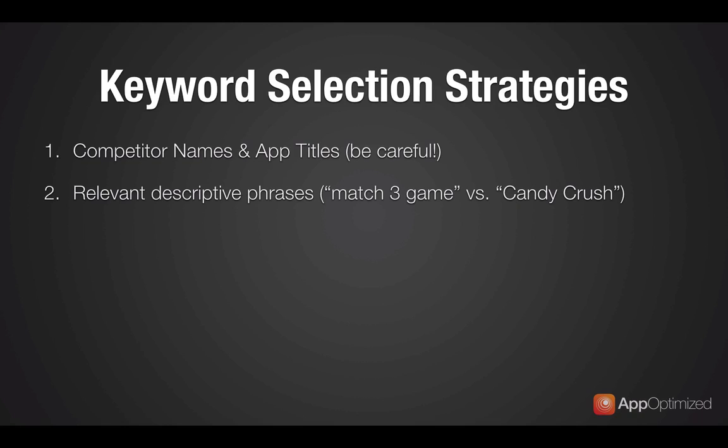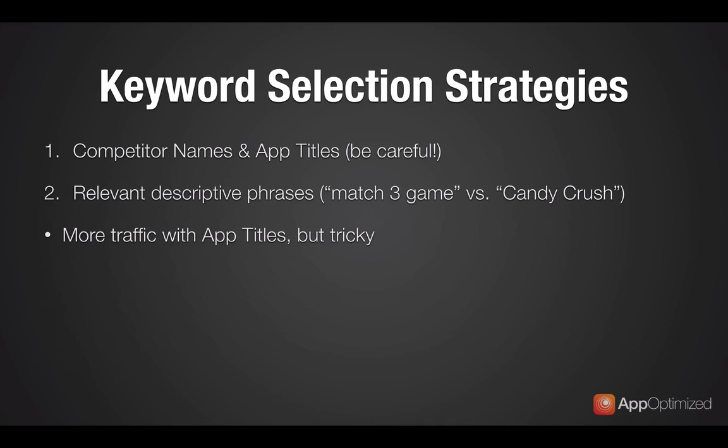Another way to select a keyword is relevant descriptive phrases. An example of that is targeting match 3 game versus targeting Candy Crush. A descriptive phrase is match 3 game. That's the type of game style Candy Crush is. So match 3 game as a keyword phrase would be allowed, whereas Candy Crush in most cases would likely be rejected. But having said that, there's a lot more traffic with app titles. But this is tricky because you're walking that fine line of whether you're going to get in trouble or get your keywords removed because you've targeted a branded or trademarked name.